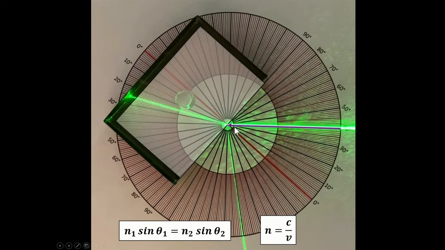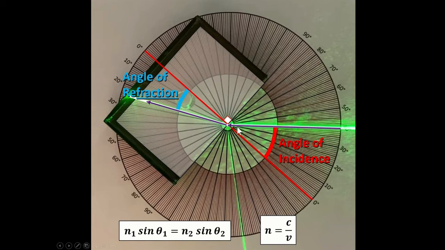So we have a ray coming in like this, and we have to measure the angle of incidence, but we do so off of the normal. We're going to call this the angle of incidence. In this case, it was about 40 degrees. And the angle that this makes, we read off of the protractor here, and it looks like it's right at 25 degrees. We'll call that the angle of refraction.